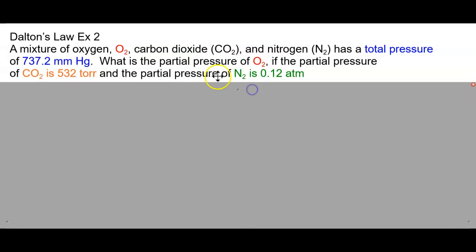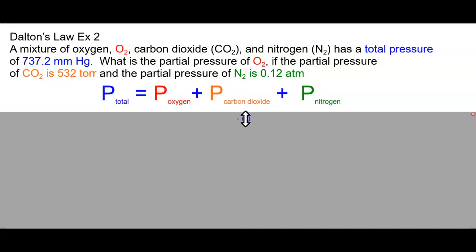Okay, so next example here, example 2. It says a mixture of oxygen, carbon dioxide, nitrogen has a total pressure of 7.2 millimeters mercury. What is the partial pressure of oxygen if the partial pressure of carbon dioxide is 532 torr and the partial pressure of nitrogen is 0.12 atmosphere? Remember, partial means parts. So let's see what the parts are.